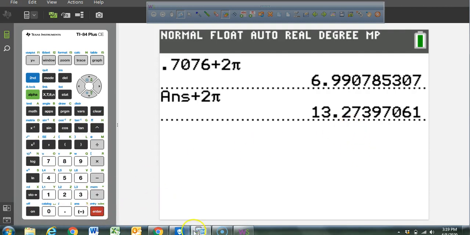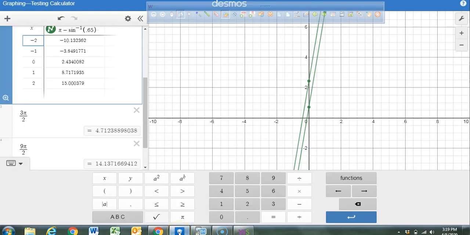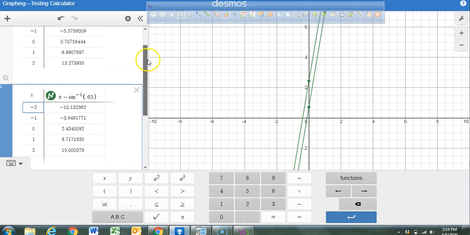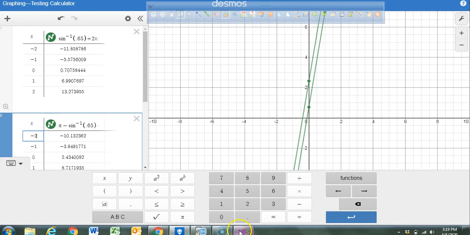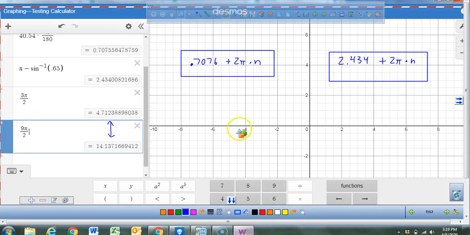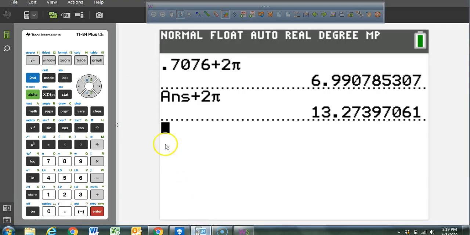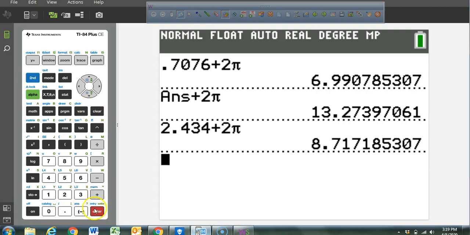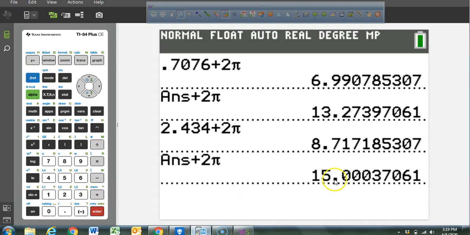The other one, let's see, what was the other one that we looked at? I think it was 2.43. Let me look, just to make sure. Yep, 2.434. So I go over here and put 2.434 plus 2 pi. And if I add another 2 pi, I'm over the limit. Yeah, I'm over the limit on that one.